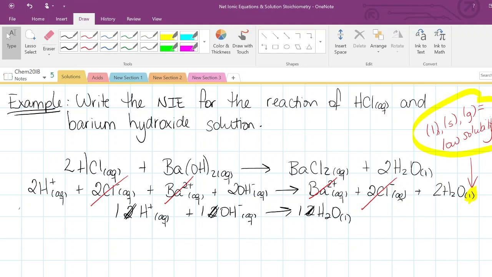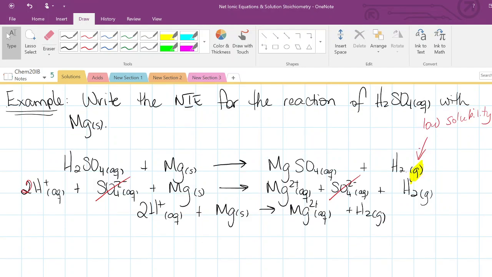I'll show you this example too. We've got H2SO4, again another strong acid, reacting with magnesium solid. So remember, acids, when they react with active metals, will produce hydrogen gas. So we write our balanced chemical reaction, and I get hydrogen gas being produced. My sulfuric acid is going to ionize into 2 hydrogen ions plus a sulfate ion. The magnesium is low solubility, so it remains magnesium with no charge. The magnesium sulfate dissociates into magnesium ion and sulfate ion. And my hydrogen gas remains hydrogen gas because it's low solubility. The sulfate ions are duplicates, so they cancel out, they are spectators.